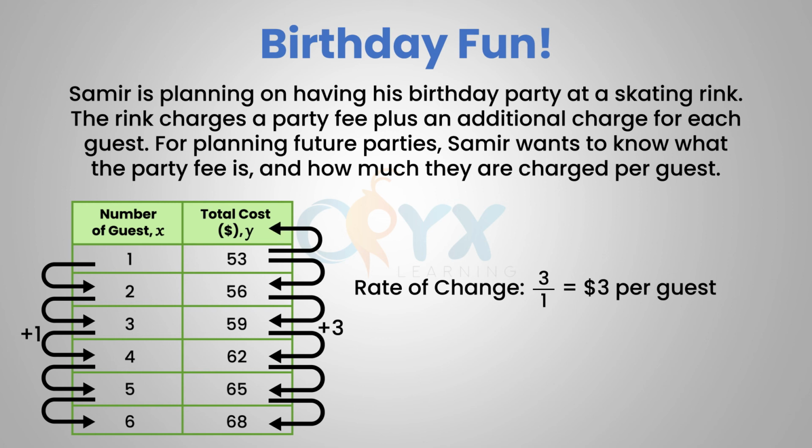In order to get to the initial value, we must go backwards to an x value of 0. So subtracting 1 from the x value and subtracting 3 from the y value, we would get the point (0, 50), which is a $50 party fee. Therefore, Samir would say we have a party fee of $50, and then they charge $3 per guest.